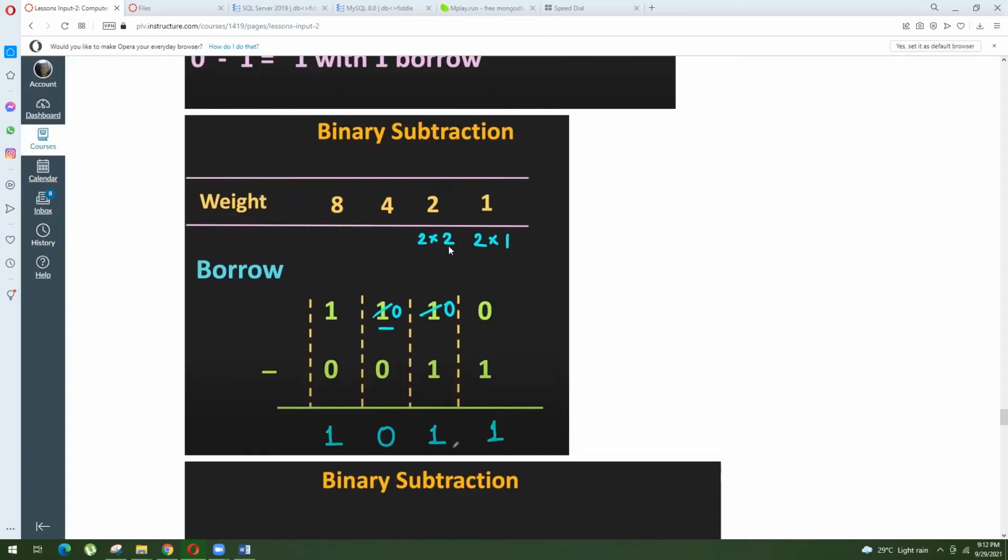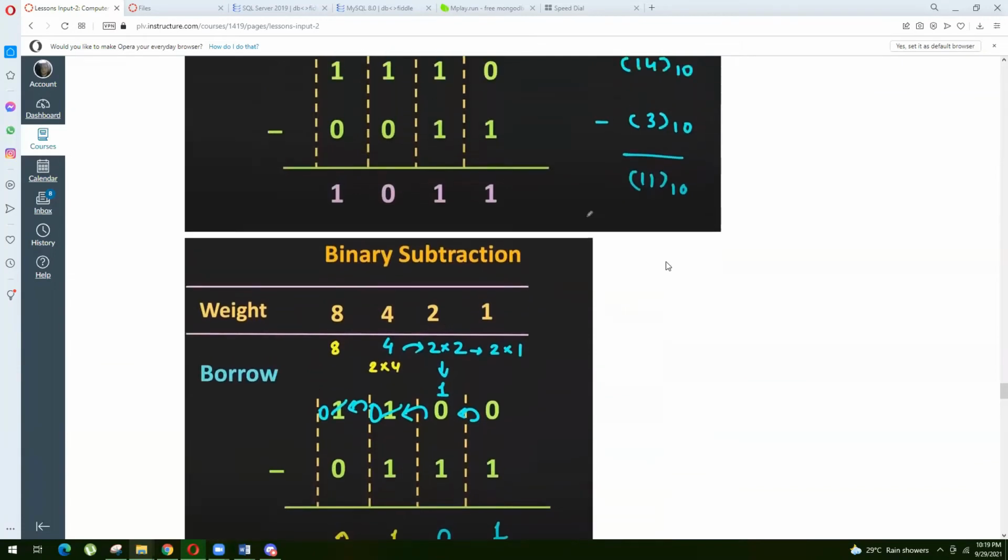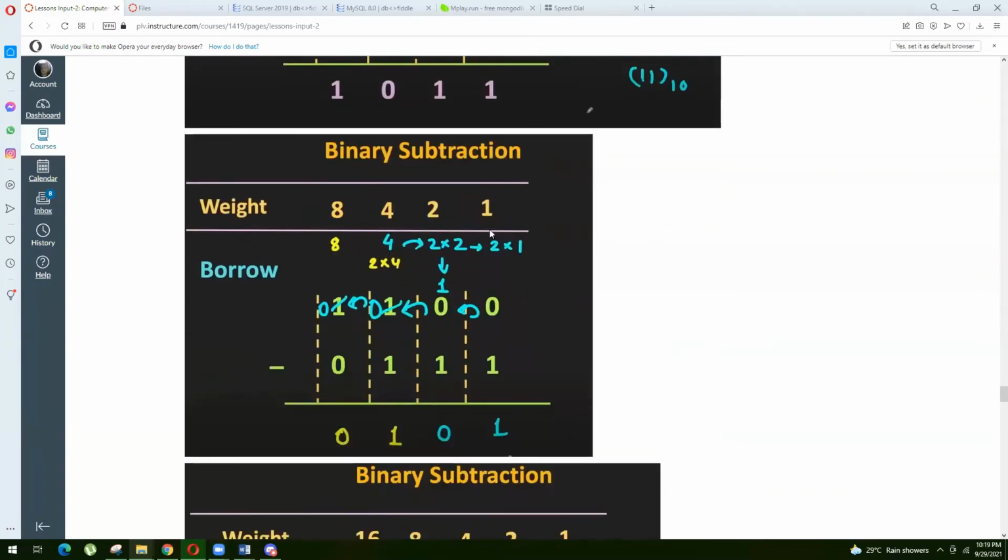We have these rules. Okay, so for binary subtraction, we have an example here. Again, the weight is shown. Okay, so another binary subtraction example. In this example, we have 1, 1, 0, 0 minus 0, 1, 1, 1, 1. So what happens here? Remember that 0 minus 1 is 1, borrow 1.